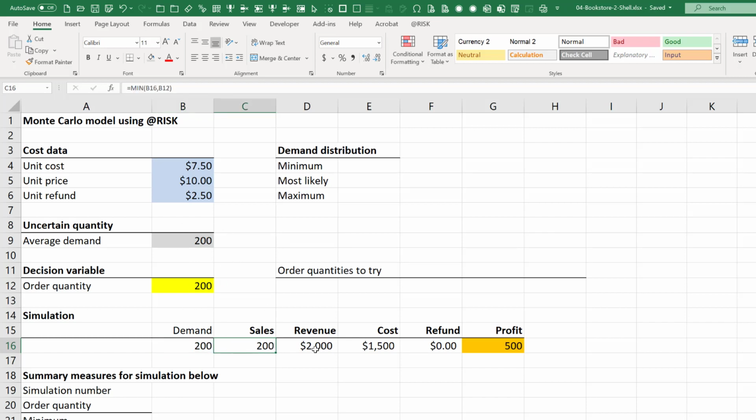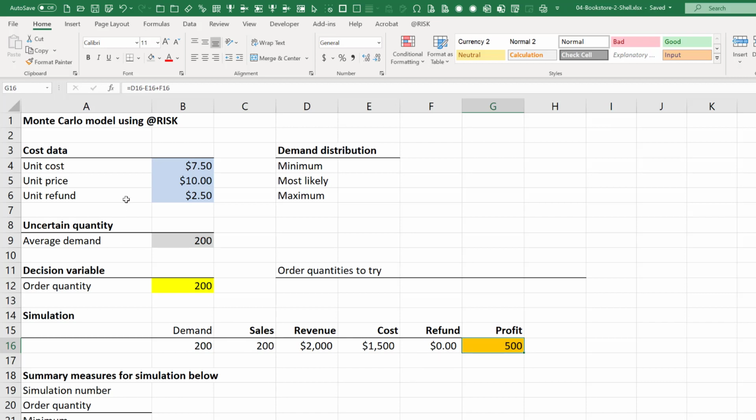minimum of these two. So revenue is sales times unit price, cost is order quantity times unit cost. So refund is order quantity minus sales. That would be the quantity remaining at the end of the period, and this can never be negative because sales is the smaller of these two, order quantity and demand. So order quantity can never be smaller than sales, and then the profit is these three.